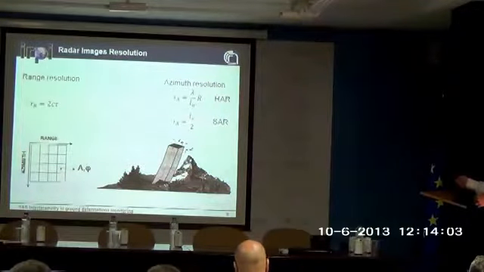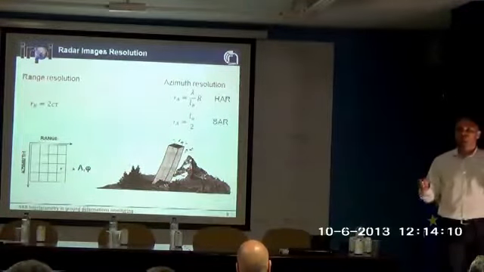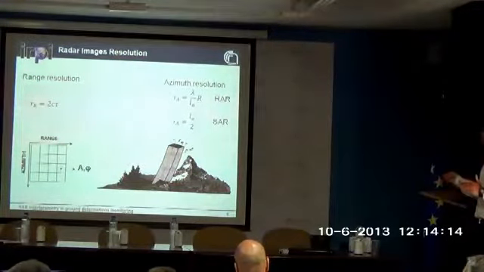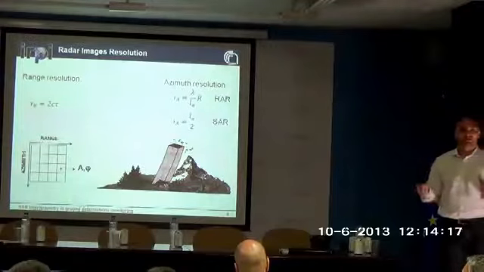If you think that more or less all the length, this is the wavelength that we employ. If you think that more or less the length of a spaceborne antenna is about 10 meters, we have a full resolution of about 5 meters in the estimate.